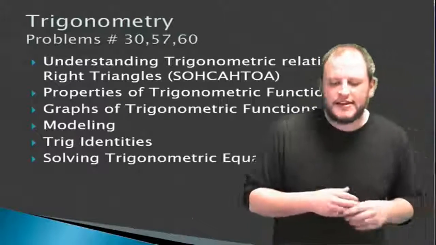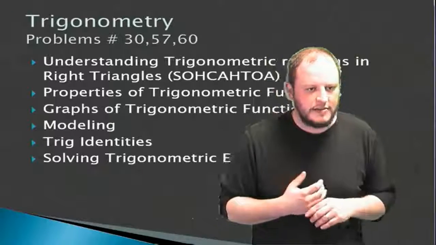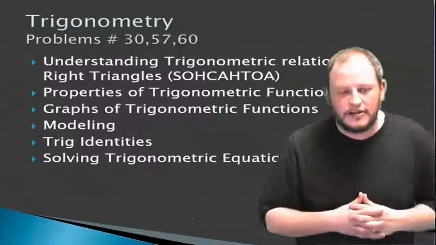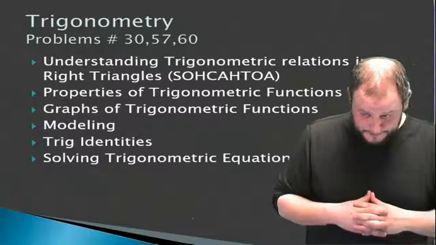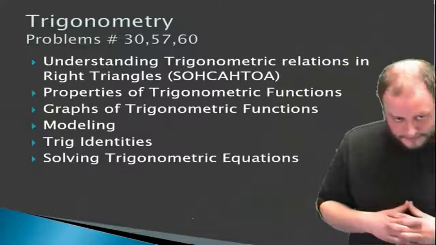The last part of the test that you can expect to see problems for is trigonometry. Trigonometry is the relationship between a right triangle and its interior angles versus its side lengths.